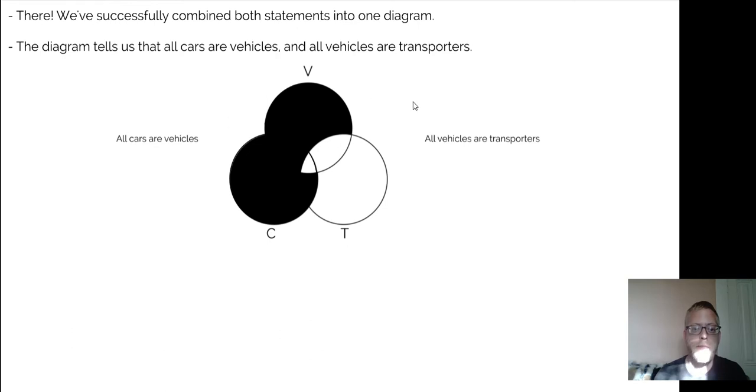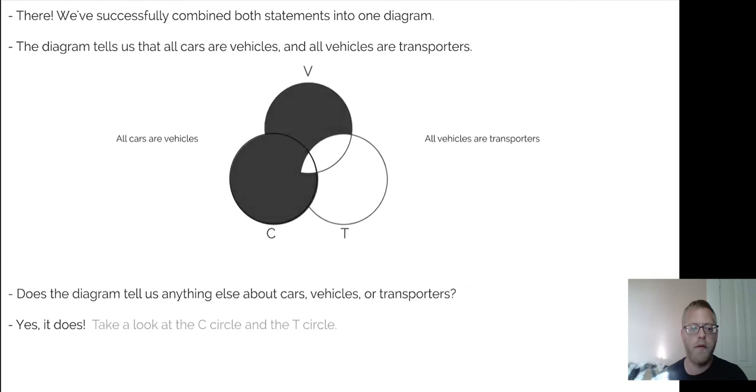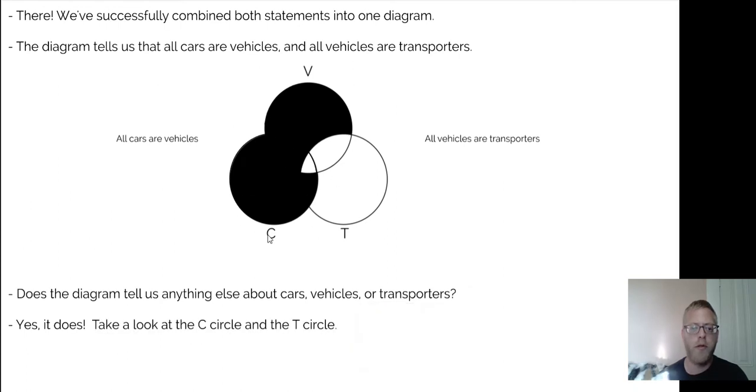The diagram tells us both of these pieces of information. The diagram says all cars are vehicles, and it says all vehicles are transporters. But does the diagram tell us anything else? Here, I'm going to move to make the light less awkward. There we go. Does it tell us anything else? We have a statement about cars and vehicles, for sure, and we have a statement about vehicles and transporters. But what about a statement about cars and transporters? Does this tell us anything about the relationship between those two groups?